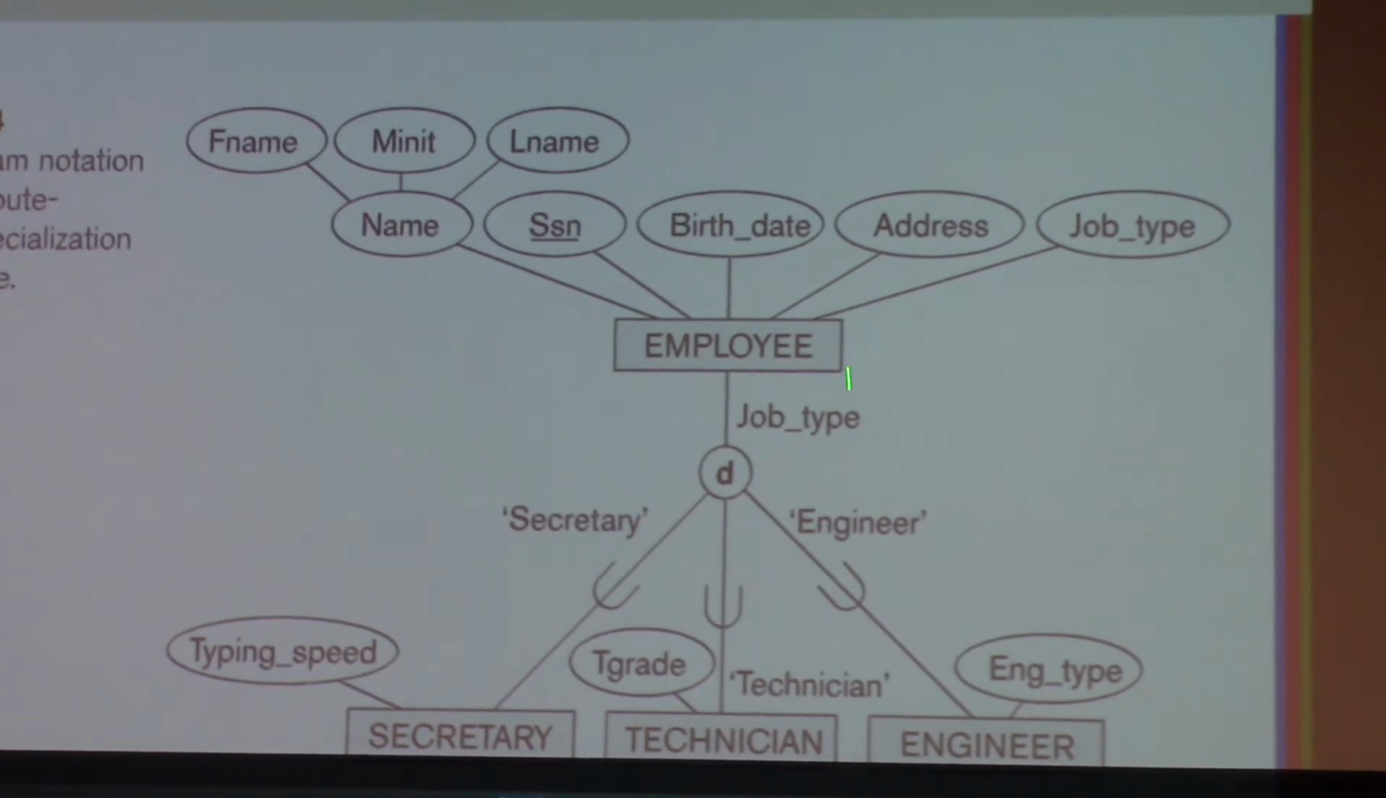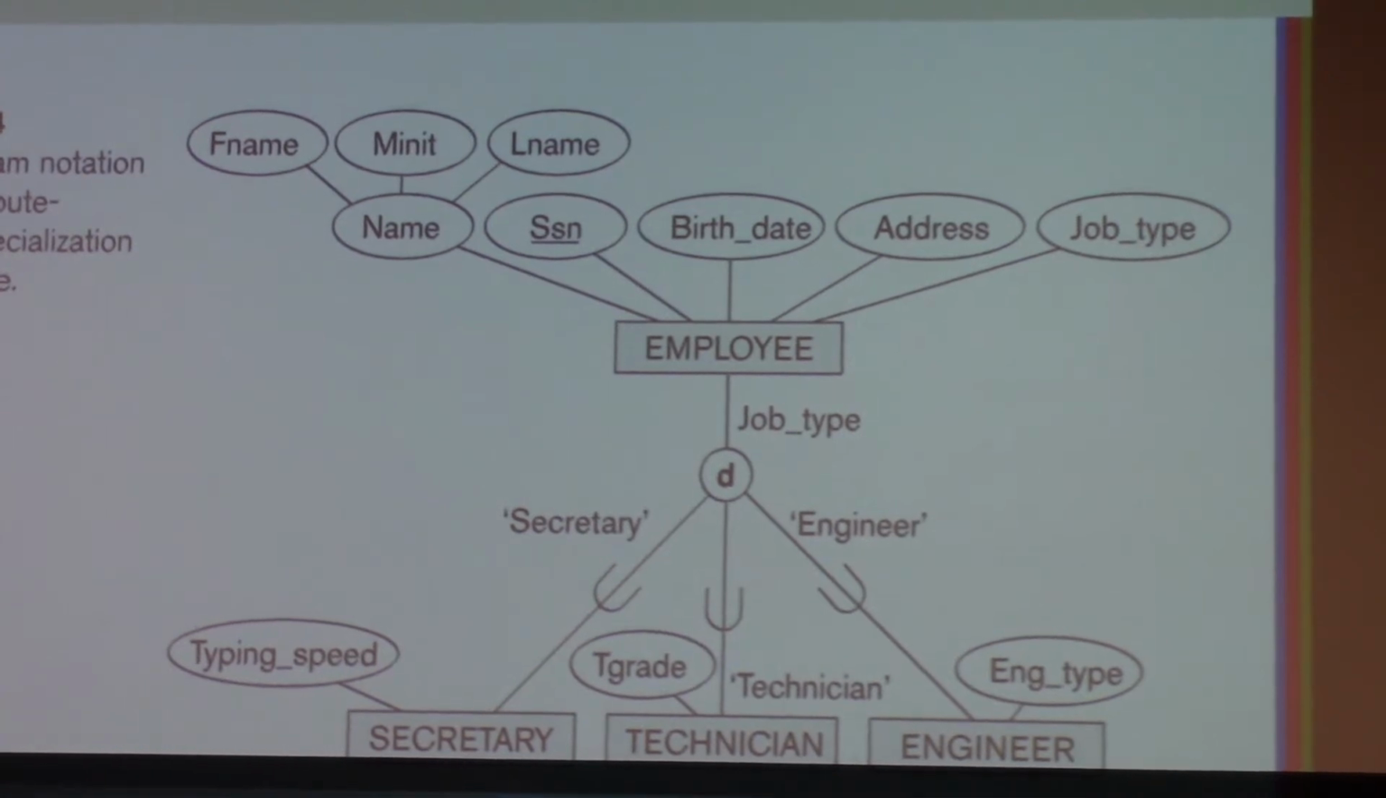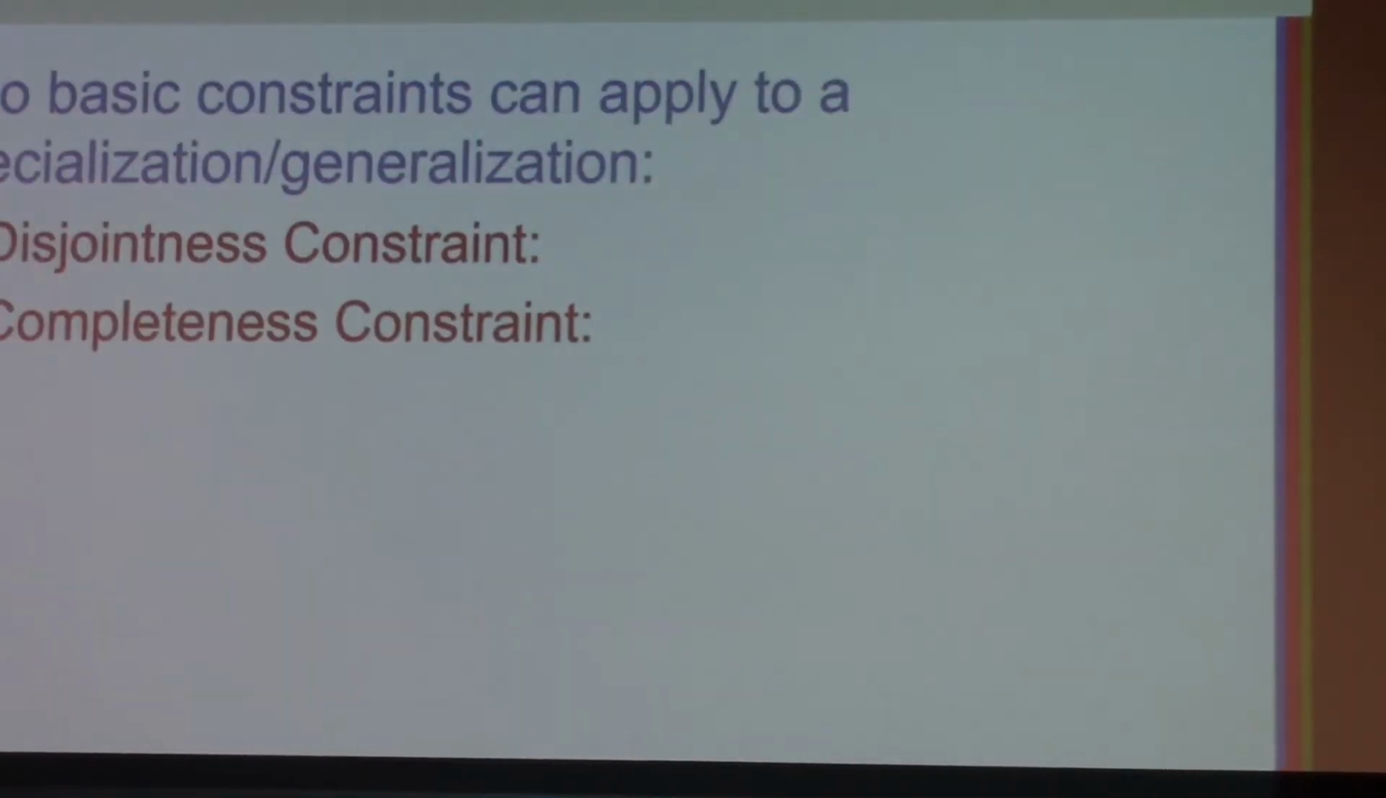Okay. Then in this case, what is the key attribute in terms of ER modeling? Only SSN, underlined. What about the secretary? What is the key attribute of the secretary? SSN, because it's inherited. So it's just a simple object-oriented concept. All the characteristics of the superclass will be automatically inherited by each subclass. This is one super and subclasses.